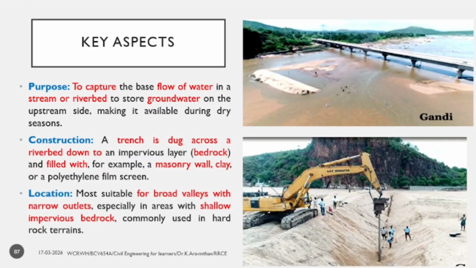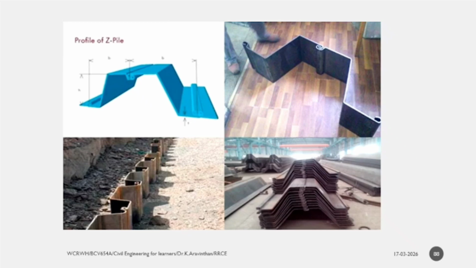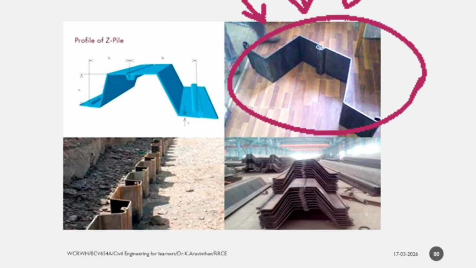And sir, in certain places there is no infiltration capacity for the groundwater. In those areas you can construct this. River beds, masonry walls or clays are used. The location is generally used for valleys. These are the sheets. Can you see? Z piles they say. It will be like this.